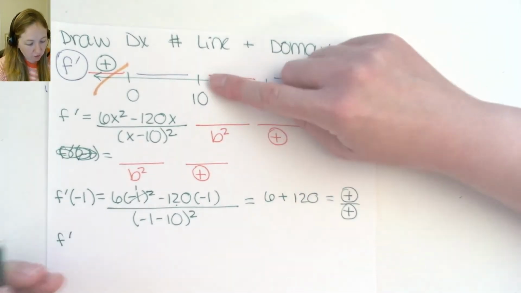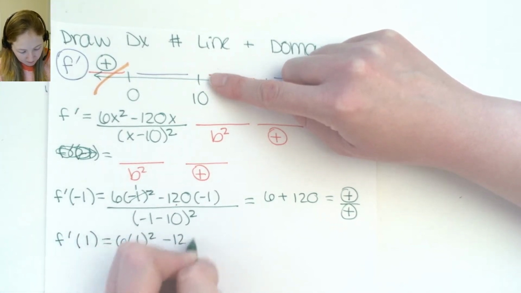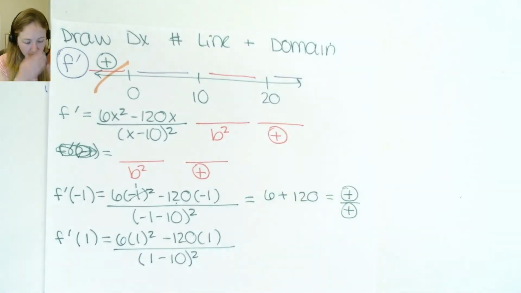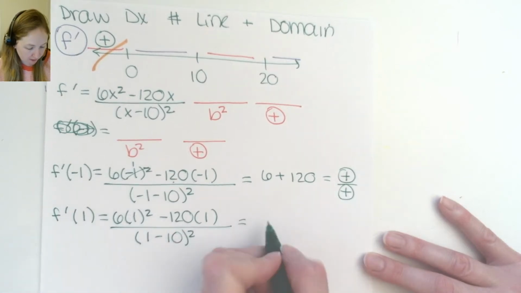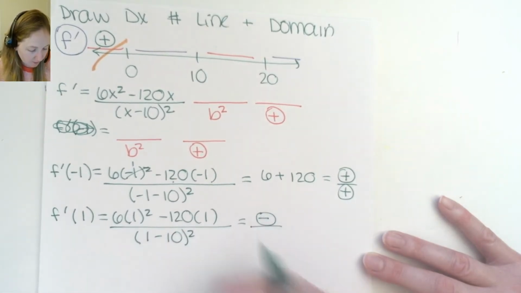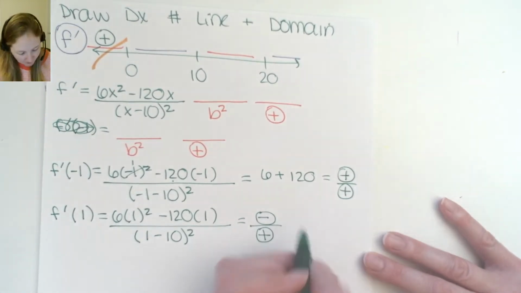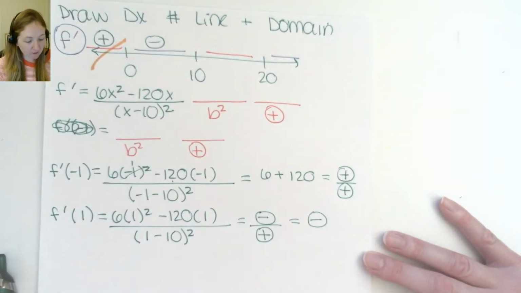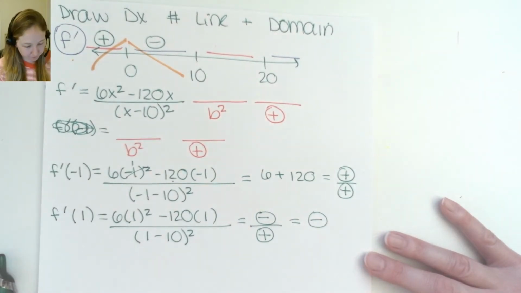Then for the second interval, I might plug in 1. So I have 6 times 1 squared minus 120 times 1 over 1 minus 10 squared. And again, you can work through this on the calculator, but this is going to be 6 minus 120. So that gives us a negative. In the denominator, it's quantity squared, so it's always positive. So that's going to give us a negative. So that negative tells us that we are decreasing. And it tells us we're decreasing because we're working with the first derivative.